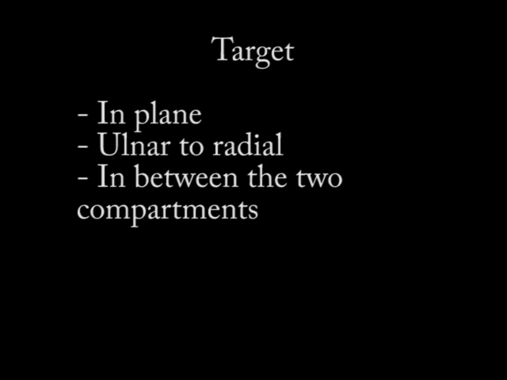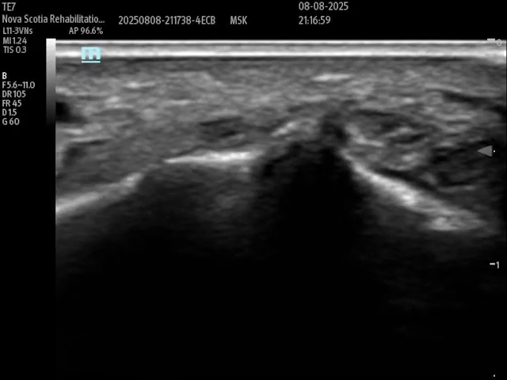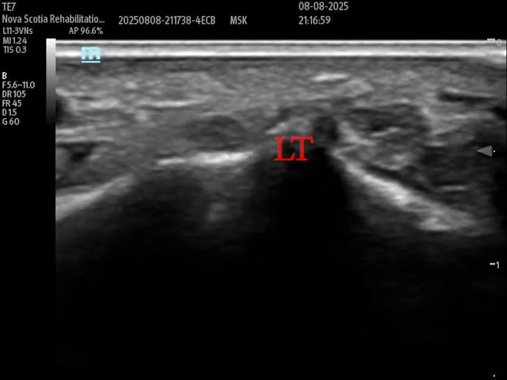So here I'm going to show you an ultrasound of myself. Here we go, I'm going to pause. I've got the ultrasound in short axis, just proximal to my wrist joint. And this bony prominence that you see here that I've labeled with LT is Lister's tubercle. That is the home base. I'm going to use this to show the surrounding extensor compartments.